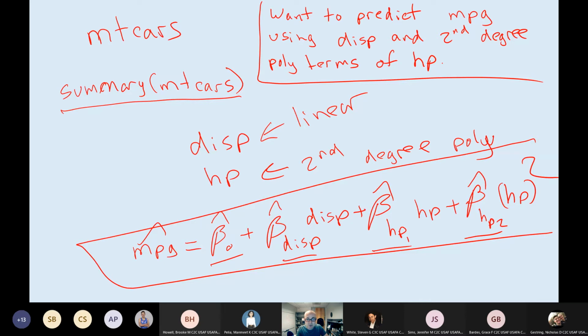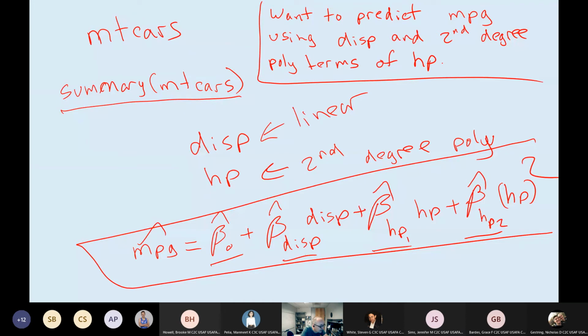You don't have to give them all to me. Give me one. Give me the estimate for beta naught. Give me the estimate for the second degree term of horsepower. I got a beta naught of 37.35 approximately. 37.35. Okay. I did not get that, but that does not mean that you were wrong.